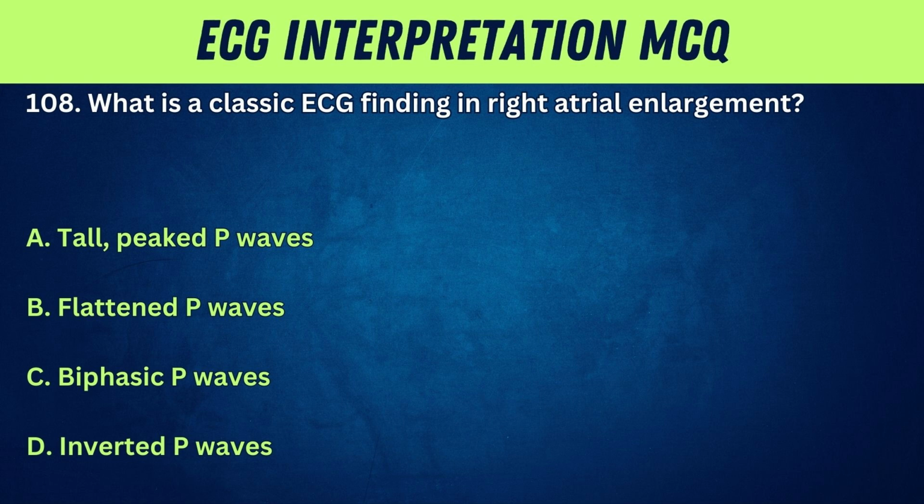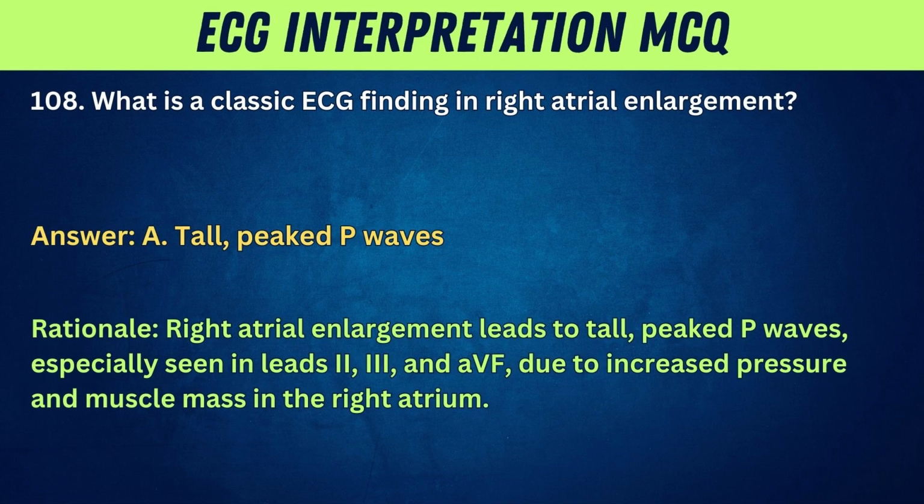108. What is a classic ECG finding in right atrial enlargement? A. Tall, peaked P waves. B. Flattened P waves. C. Biphasic P waves. D. Inverted P waves. Answer. A. Tall, peaked P waves. Rationale. Right atrial enlargement leads to tall, peaked P waves, especially seen in leads 2, 3, and aVF, due to increased pressure and muscle mass in the right atrium.